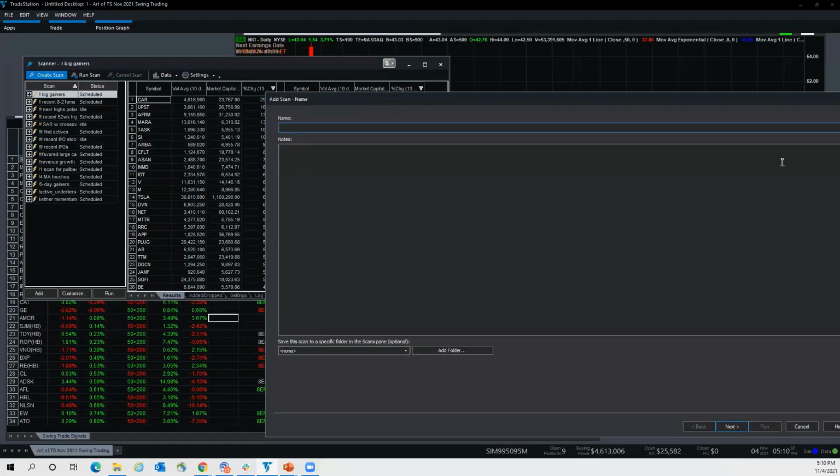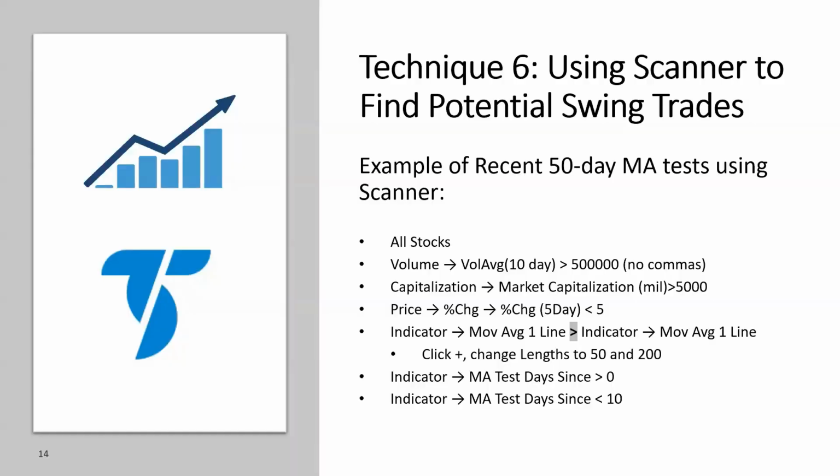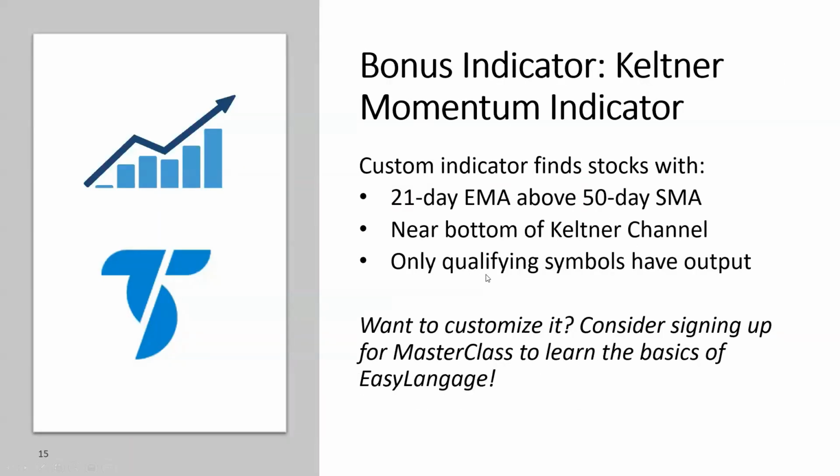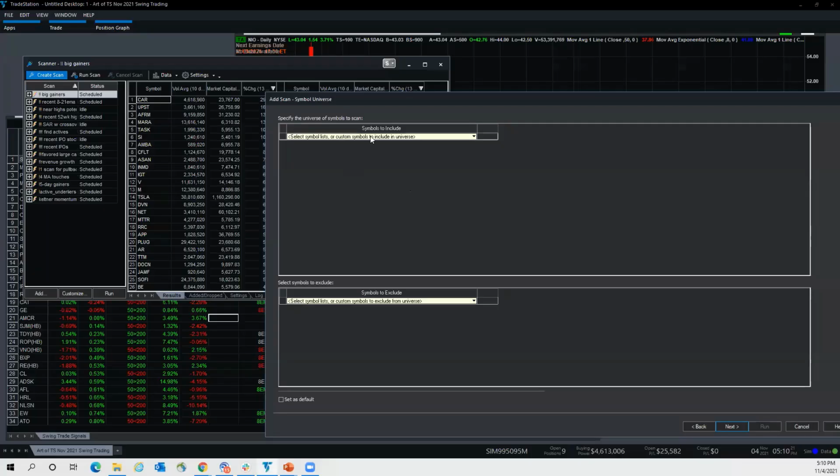Let's just call this Master Class November 2021 swing trades. Okay. The first thing you're going to do, this is slide 14. You can just go right off this. Just follow these step by step. All right, all stocks on the first page, hit next.